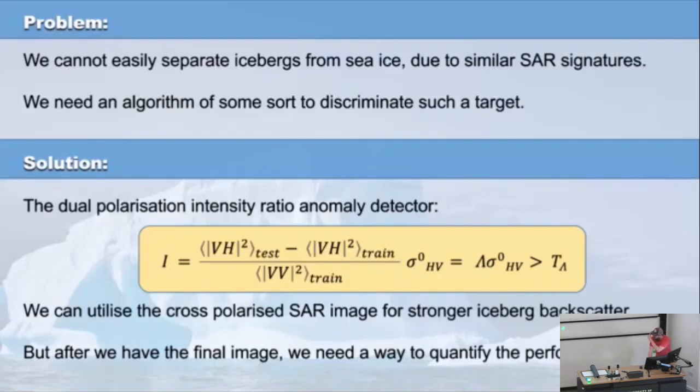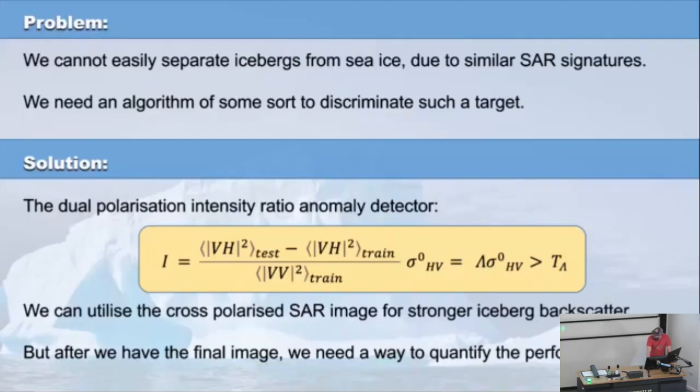That T on the right is a threshold, so we apply a different threshold and we get an output. So we can utilize that cross-polarized HV term, where it is shown in the research that icebergs have a very strong signature in cross-polarized images.